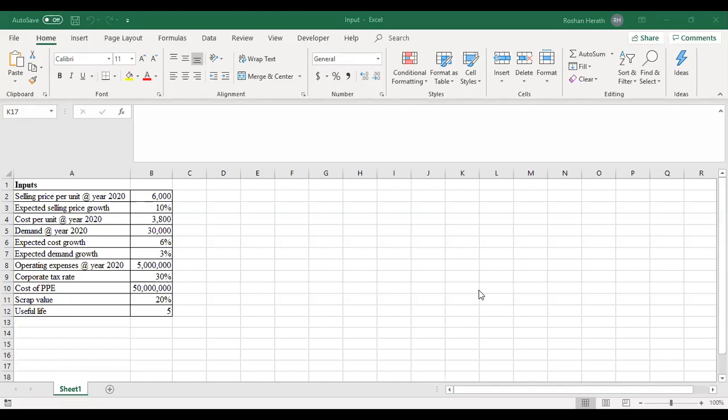Yeah. So let me change some figures in the input. So especially, let's say, the tax rate.